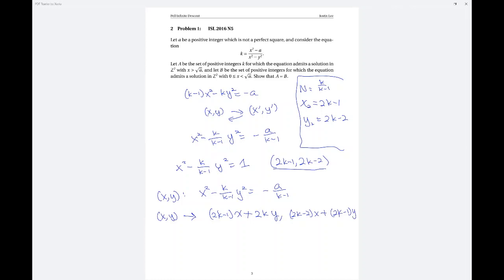So you can indeed see that whenever we have a small solution, x comma y, we'll get a larger solution with this recursion. And the larger solution is going to be strictly larger. It's going to be positive. Okay, so good. If you apply this enough times, eventually x will be greater than square root a. Definitely.